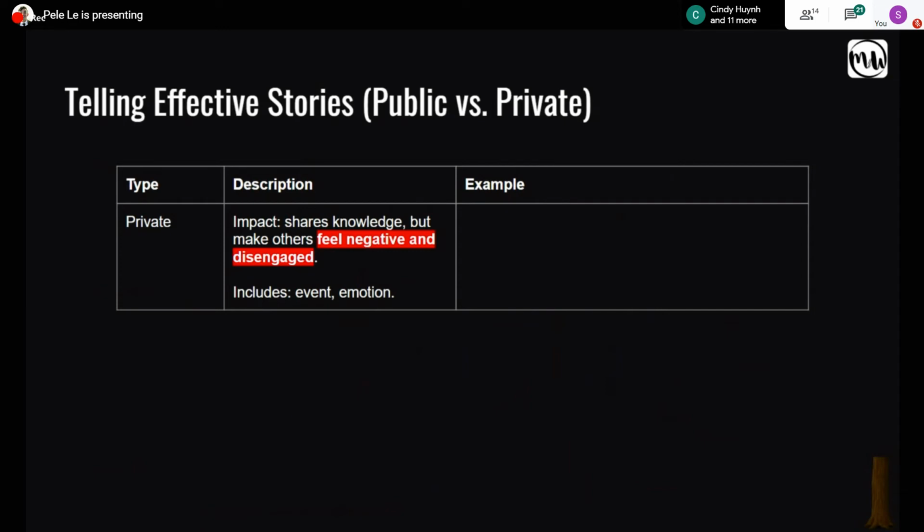We're going to put this into a binary. There's going to be public and then private stories. So we're going to start with private, also ones that you don't want. They share information, but they make people feel negative and disengaged. The reason why these are ones that you don't want is because usually a workshop is supposed to be activating. It's supposed to be inspiring. It's supposed to really erupt and provoke action.